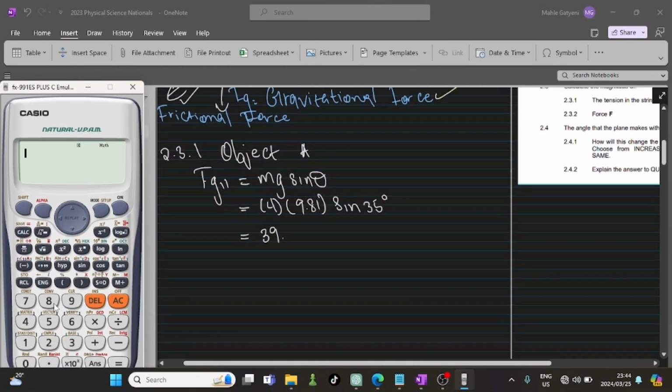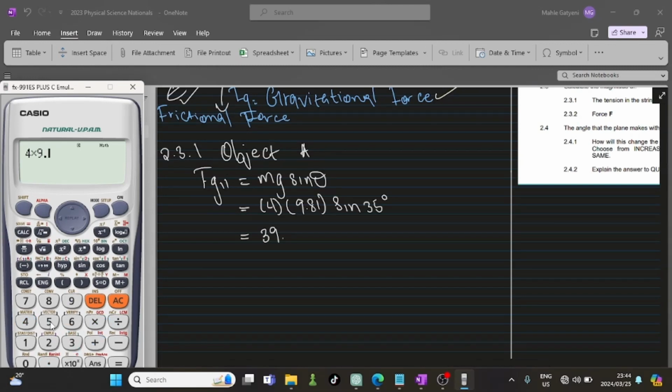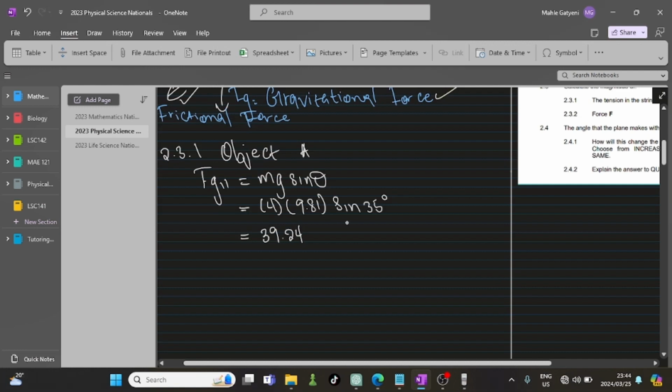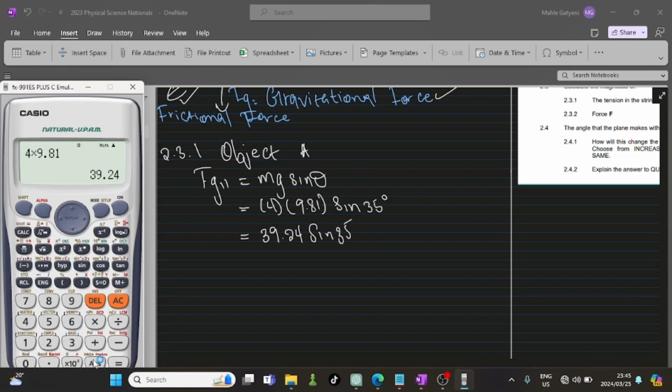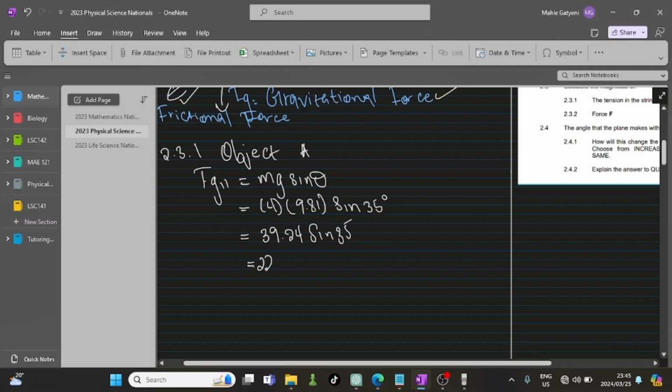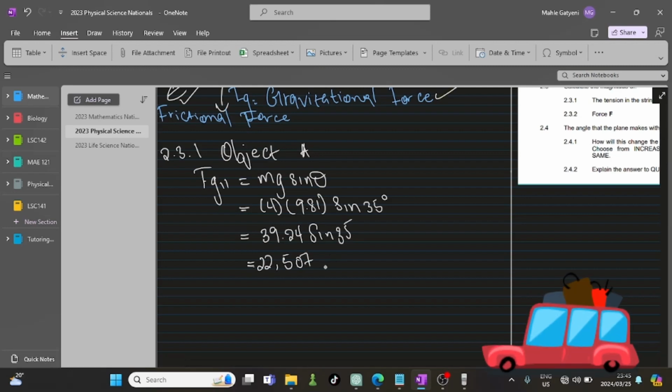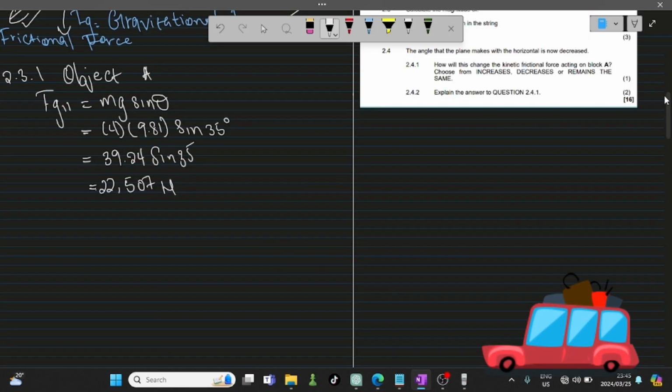So basically you say 4 multiplied by 9,81, and your answer is 39,24. Then that answer is multiplied by sine 35 degrees, which gives 22,507 newtons, right? This is the first step that you do.